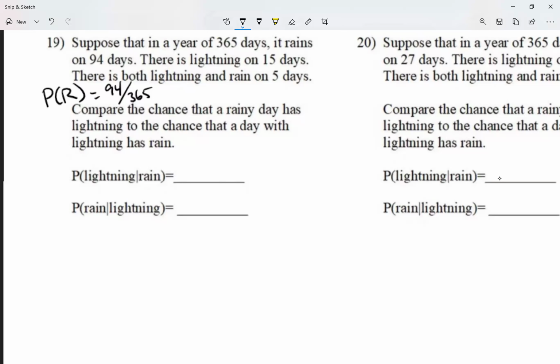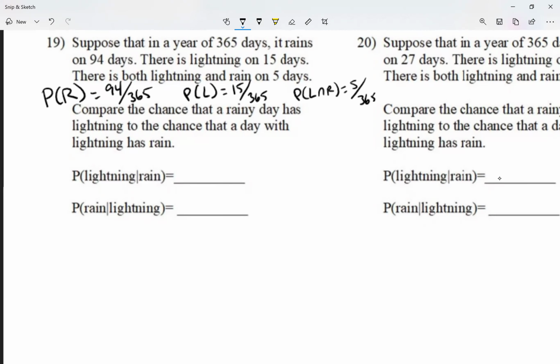Then it says lightning on 15 days. So probability of lightning is 15 out of 365. And there is both lightning and rain. So probability of lightning and rain is 5 out of 365. That's really what that first paragraph told me. It gave me the probability of rain, the probability of lightning, and the probability of both. Remember, lightning and rain is also probability of rain and lightning.